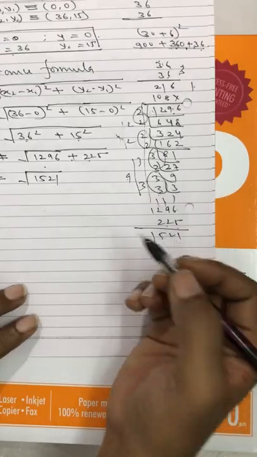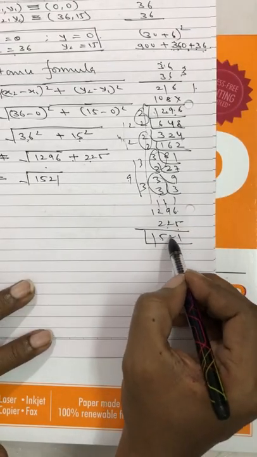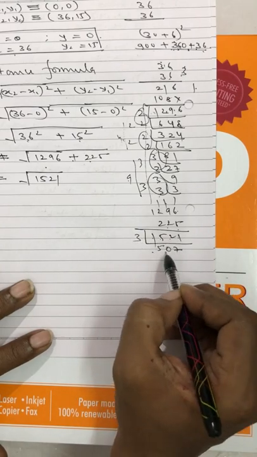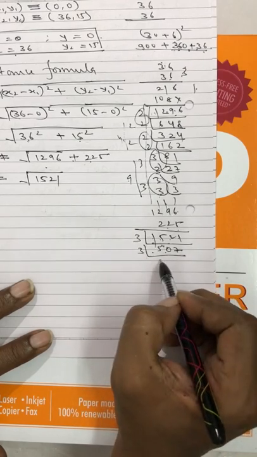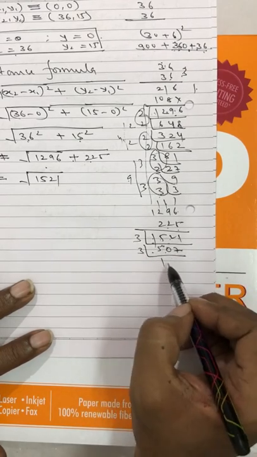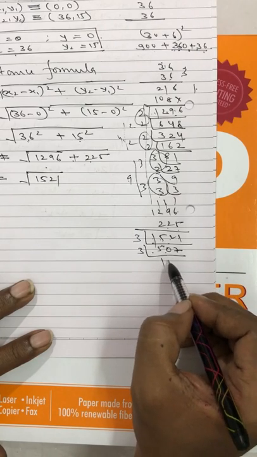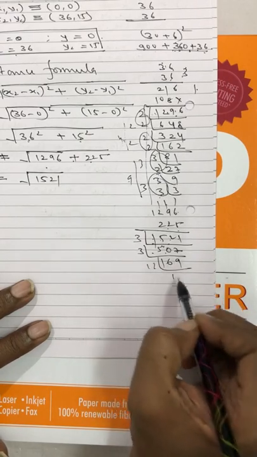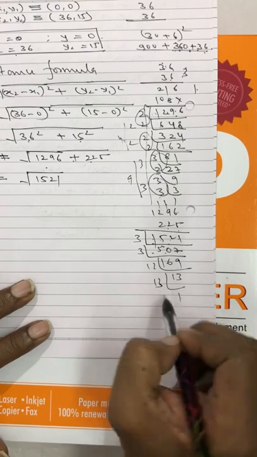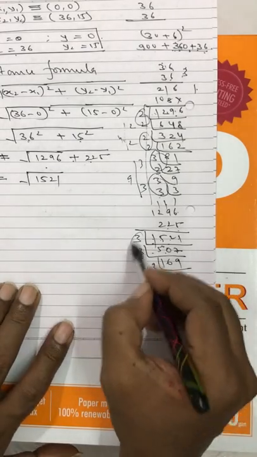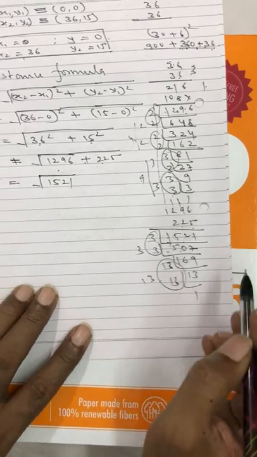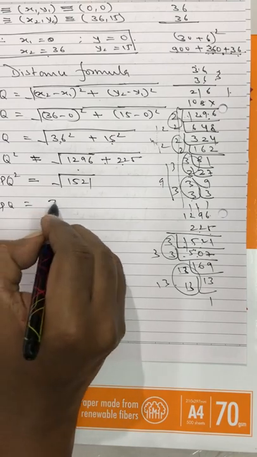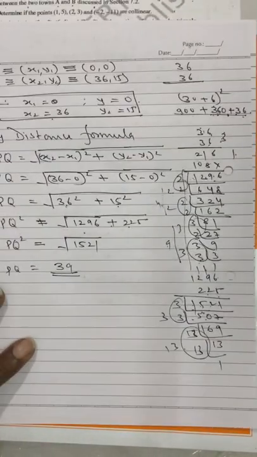Okay, so if I go to calculate this 1521, 3 5s are 15, 3 6s are 18, 3 9s are 27, 169 is 13. So this will make 1 3, this will make 13. So the answer will be PQ is equal to 39. This will be the answer.